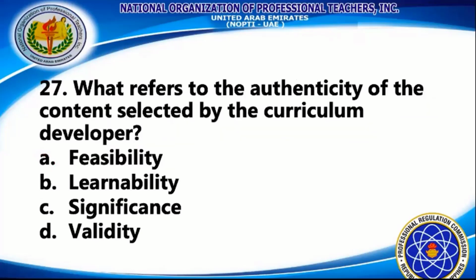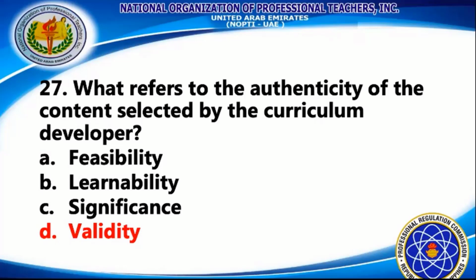27. What refers to the authenticity of the content selected by the curriculum developer? Authentic. From the word authentic. So it is validity or valid. Di ba sa criteria for selecting content? Yung feasibility, probability. Learnability, yung sa learner's ability, kung adjustable siya. Significance, again, that's for relevance. With social realities, social concepts, among others.